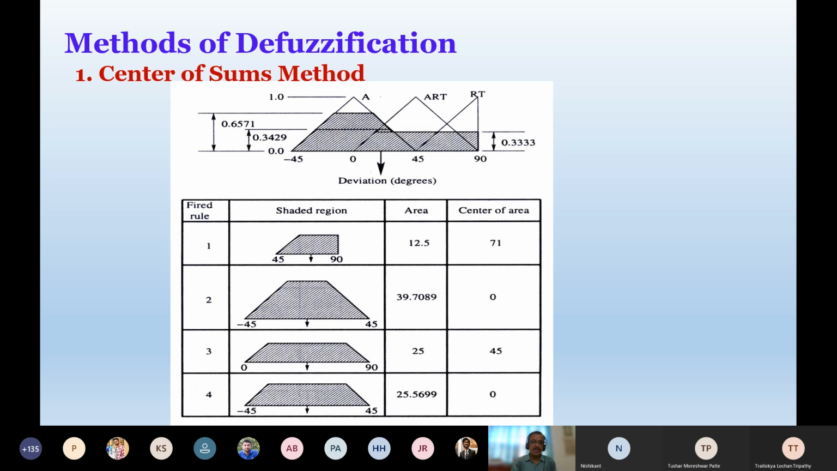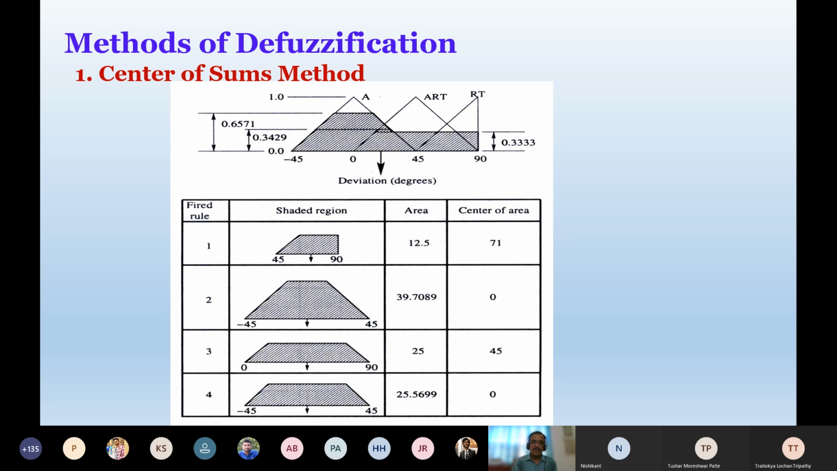Now this is a combination of one right angle triangle and a rectangle. So individually we can find out area and center of area. And all of you know from your first year applied mechanics course, or even your class 11, 12 physics, you have studied how to find out the center of area. So you can find out the area and center of area.